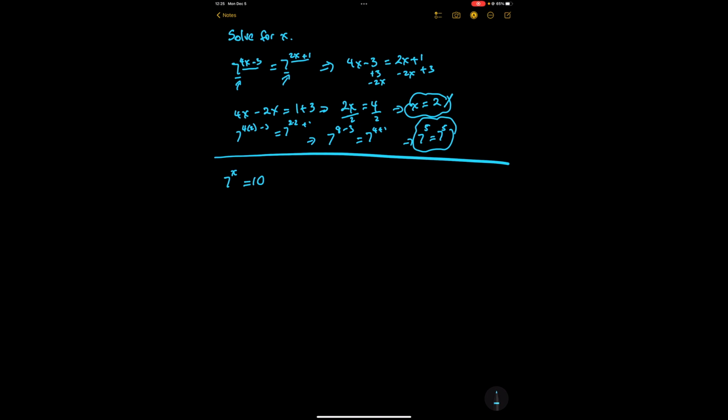What can we do? Okay, in a case like this, you want to take the common logarithm of each side of the equation. So what I'm going to do is take the log of both sides of the equation.